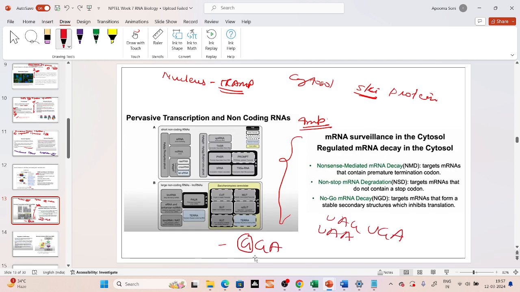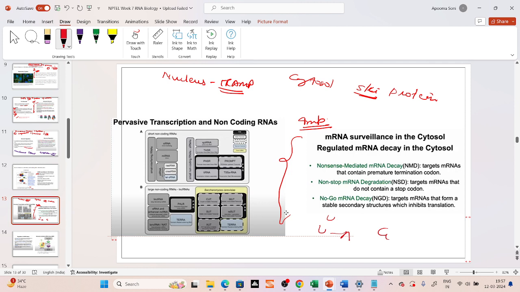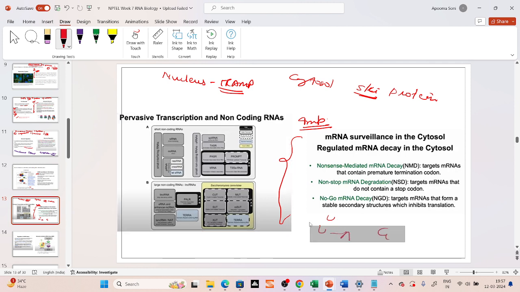That is your nonsense mutation. Nonsense mediated decay means it targets mRNAs that contain a premature termination codon. If your mRNA is formed in such a way that it has a premature termination codon, then that mRNA is marked for degradation, and that kind of degradation is known as nonsense mediated mRNA decay.